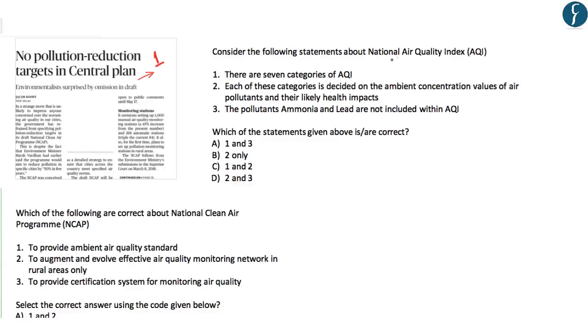Consider the following statements about National Air Quality Index. There are 7 categories of air quality index. So this statement wants you to know how many categories of air quality index exist. Second, each of these categories is decided on the ambient concentration values of air pollutants and their likely health impacts. So this statement comprises 2 parts: ambient concentration values of air pollutants and likely health impacts. And third, the pollutants ammonia and lead are not included within air quality index. So this statement is also checking whether you know certain basic facts about air quality index.